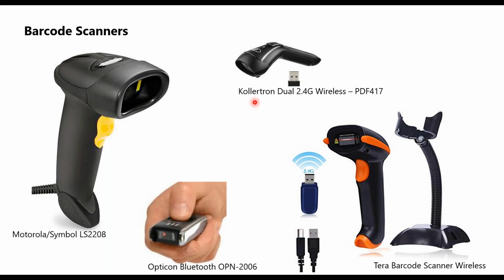The second item, this Colatron dual 2.4 gigahertz wireless, is a Bluetooth wireless scanner. For those of you who don't know, there's basically a couple of different kinds of barcodes. So there's one-dimensional and two-dimensional. The one-dimensional is what we're focused on. So this barcode reader actually reads both one-dimensional and two-dimensional.